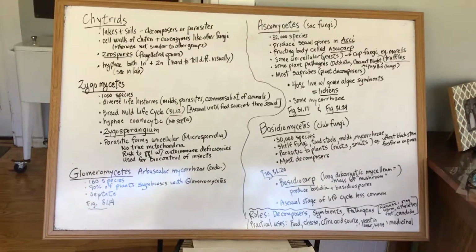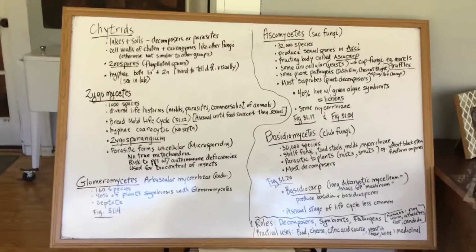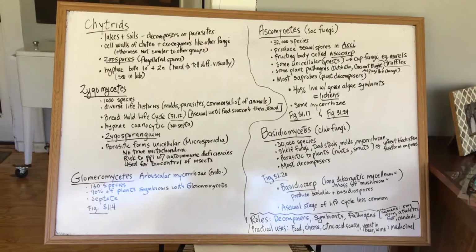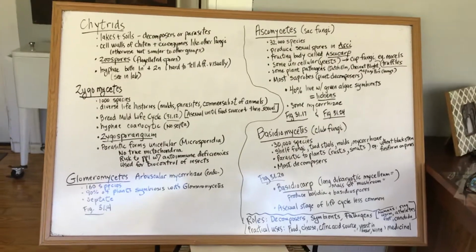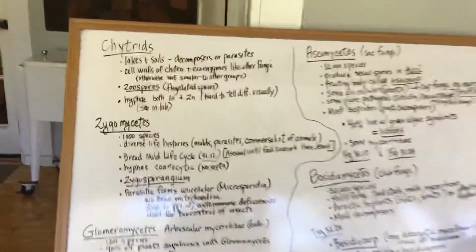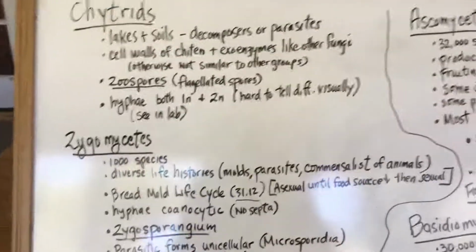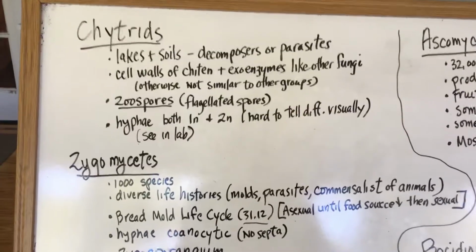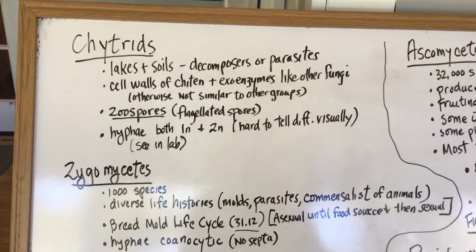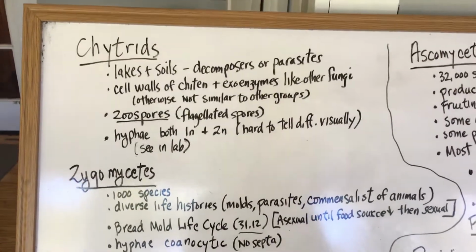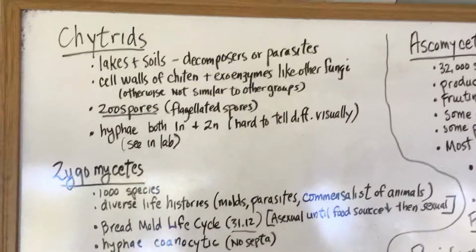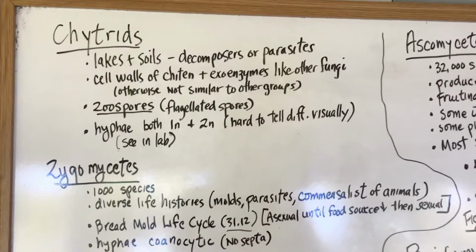Go through all the fungi groups now and go through each one of them and talk about them a little bit more. All right. So the chytrids are the first group, and they're kind of like the base group. They're really unlike a lot of the other groups, but their cell walls are made of chitin, and they do have exoenzymes like the other fungi.